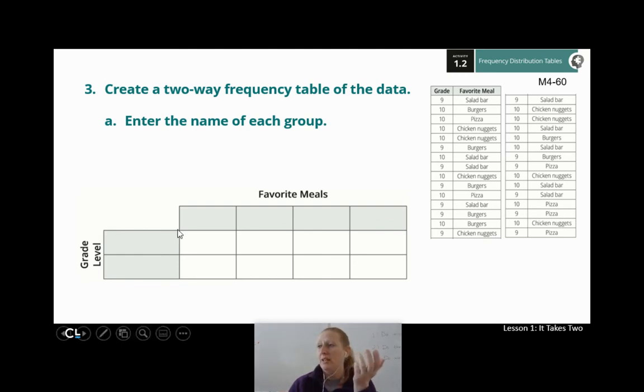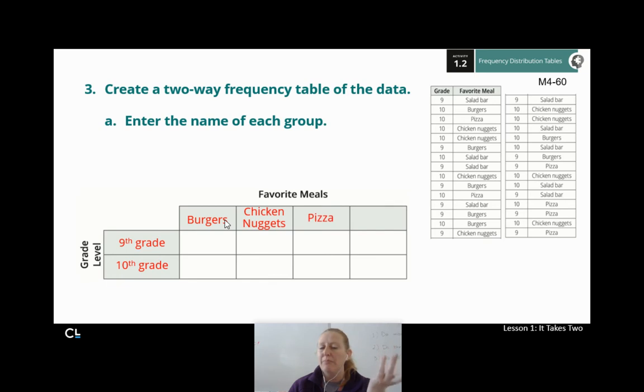So we said for grade level, it was 9th grade or 10th grade, one of the two. We said for meals, and my order might be a little different than yours, don't panic, it's okay. For meals, we said we had burgers, chicken nuggets, pizza, and salad bar. So I'm just going to put all those in. If your order is different, don't panic. This will still work out all right.